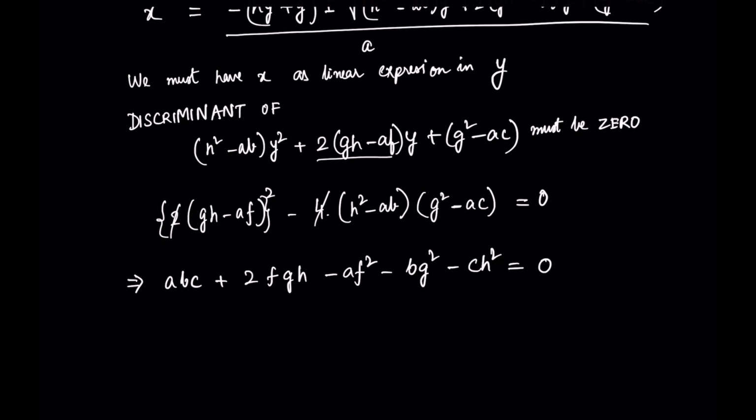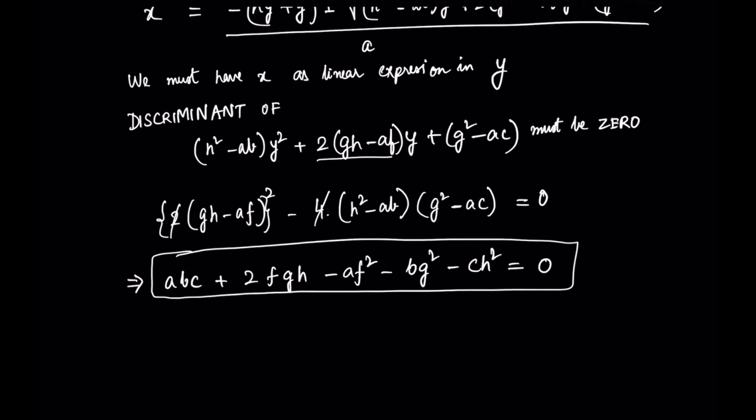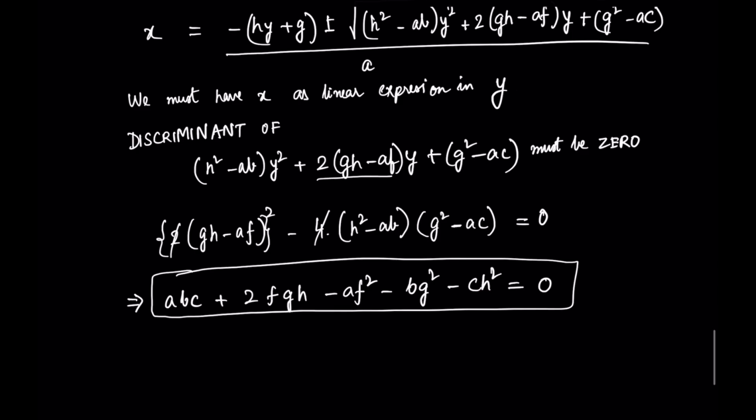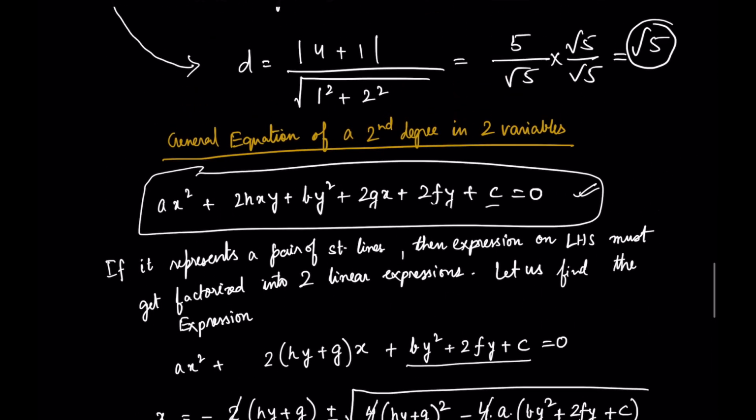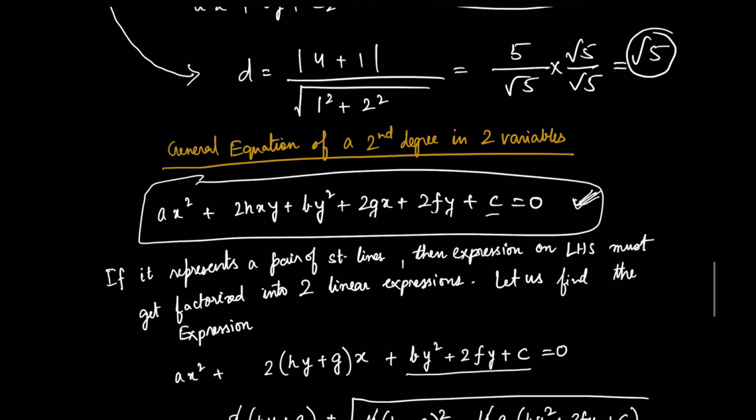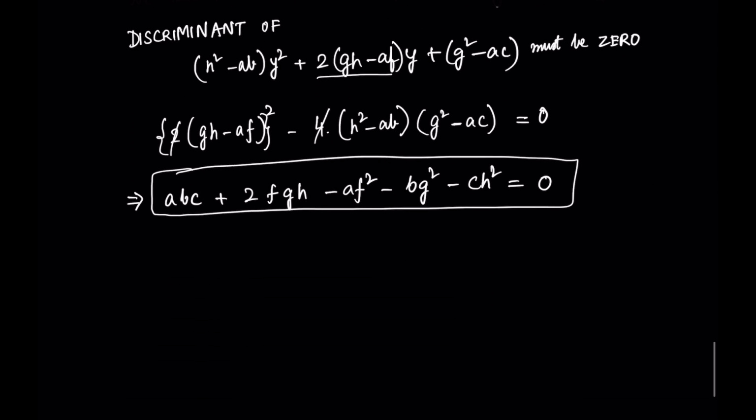That's it, students. So this is the condition for which this equation will represent a pair of straight lines: abc plus 2fgh minus af square minus bg square minus ch square is equal to 0. Then it will represent a pair of straight lines if this condition is fulfilled.